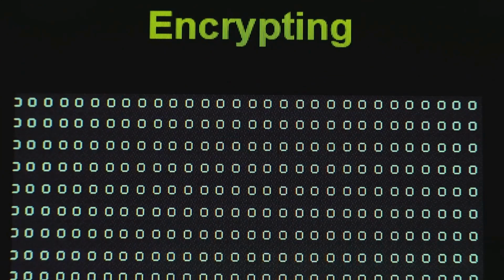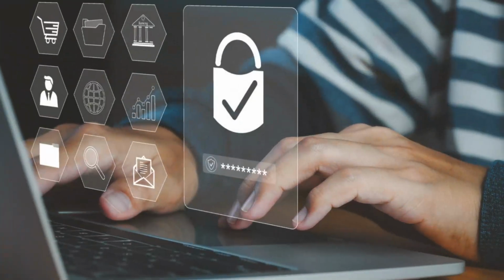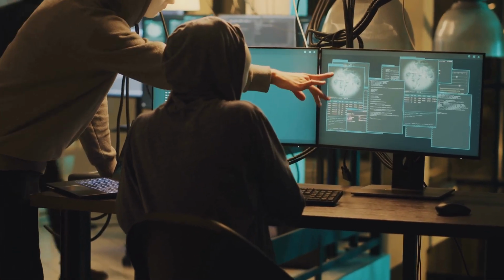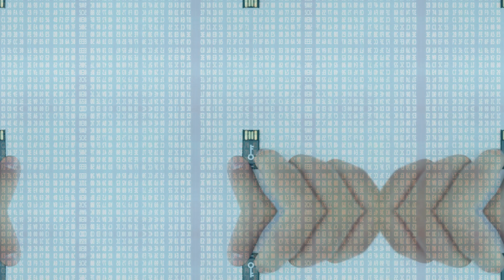Symmetric encryption is a method where the same key is used for both encrypting and decrypting data, making it efficient for secure communication. For instance, Alice and Bob can use this technique to exchange messages, but they face challenges in securely sharing the encryption key.